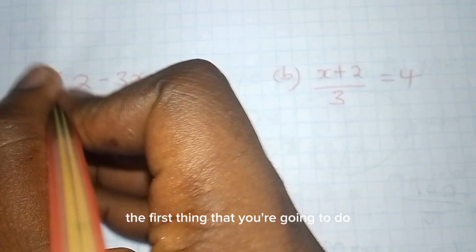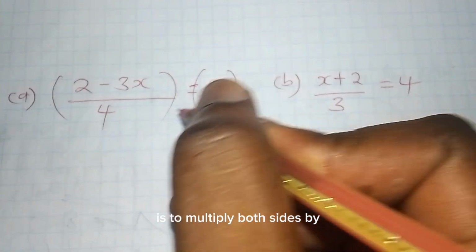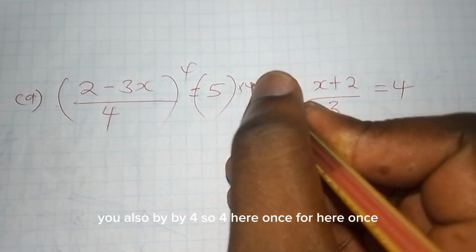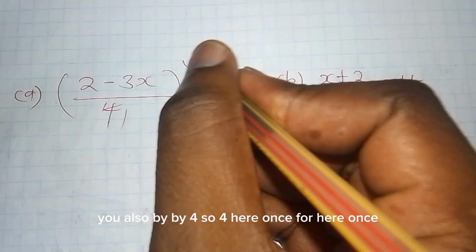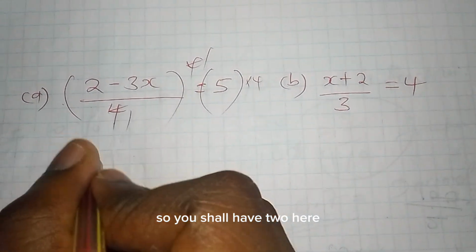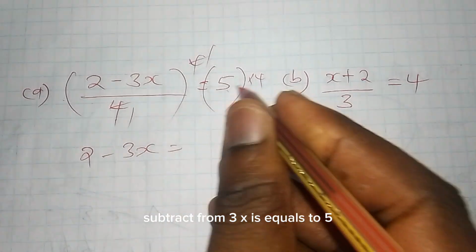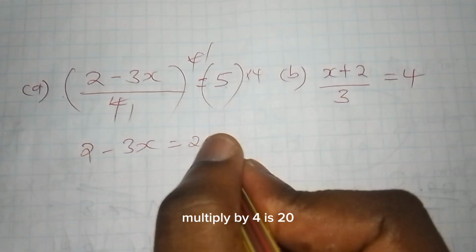So the first thing that you're going to do is to multiply both sides by 4, by the denominator. Here also by 4. So 4 here once, 4 here once. So we shall have 2 here, subtract from 3x is equal to 5 multiplied by 4 is 20.